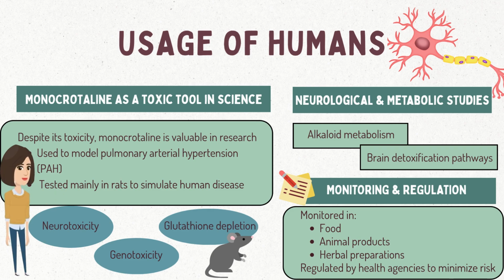So despite its toxicity, monocrotaline is used extensively in biomedical research, particularly in the development of experimental animal models. It is used to generate pulmonary arterial hypertension (PAH) in laboratory animals, specifically rats, to simulate the human disease to explore progress in treatments. Moreover, it is also useful in toxicology for determining the risks associated with plant-based poisons. It helps examine neurotoxicity, genotoxicity, and also glutathione depletion. It also contributes to research on alkaloid metabolism and detoxification in the brain, particularly astrocyte-neuron interactions and also oxidative stress.